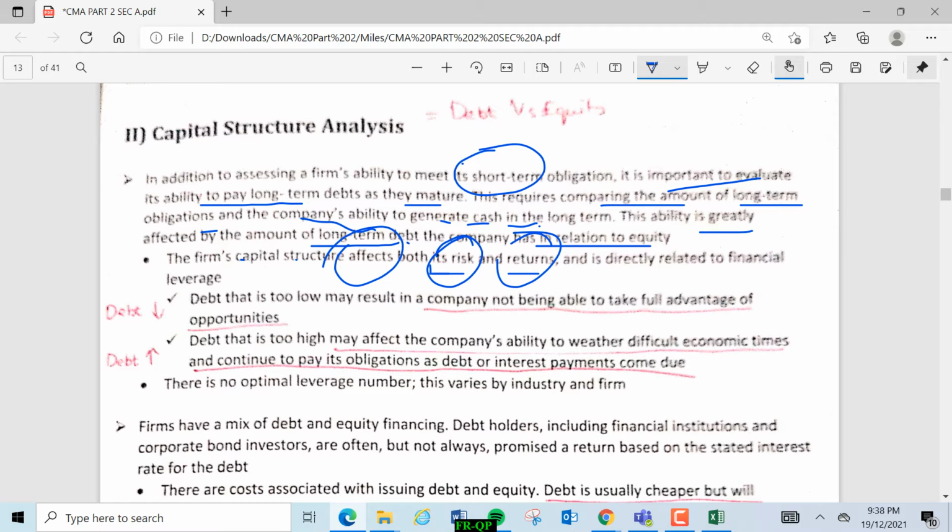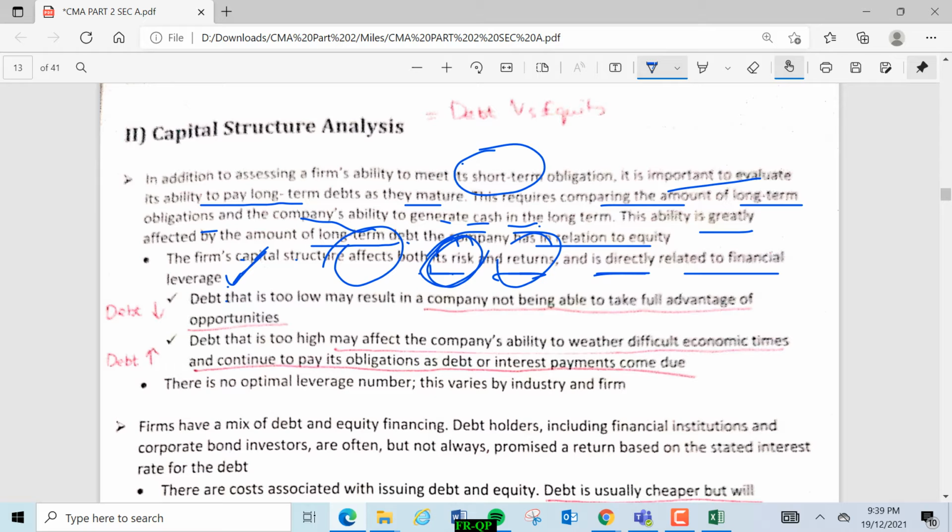So it's not inversely related, it's directly related, because if the risk is more, your return will be high. Okay, so in that case, related to the financial leverage. So this is just a line on which you can have one MCQ.